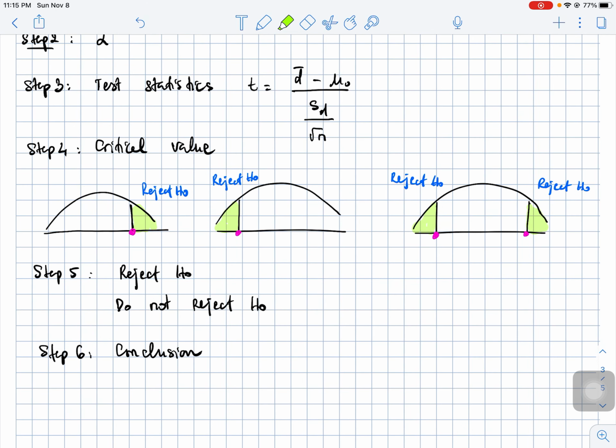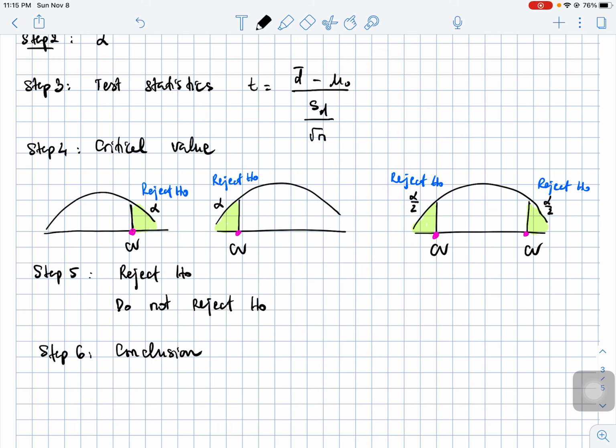The critical value is in the pink color. And the alpha will be the shaded green color. And the alpha, we got it from step number 2. If we are doing two tail, then we do alpha divided by 2. And the shaded area is the reject null region.